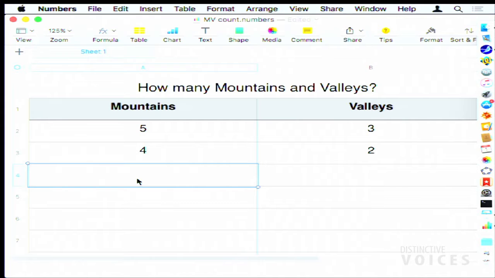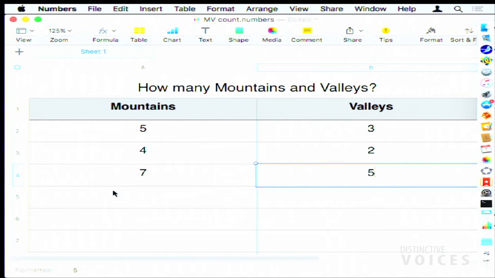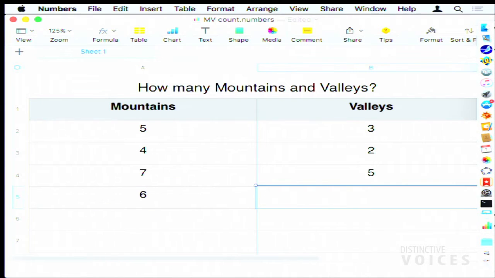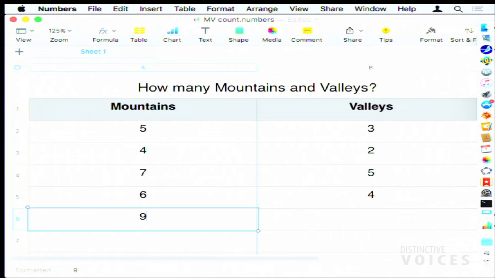Yes? 6 and 2. Count again. Yes, next to you? 7 mountains and 5 valleys. 7 and what? Double check that. And any other numbers? 9 and 7. Yes? 6 and 4. Okay, 6 and 4. And then 9 and 7.